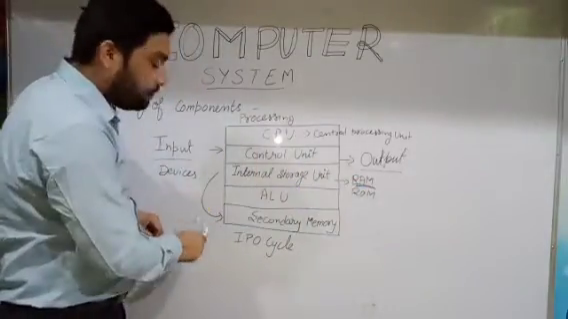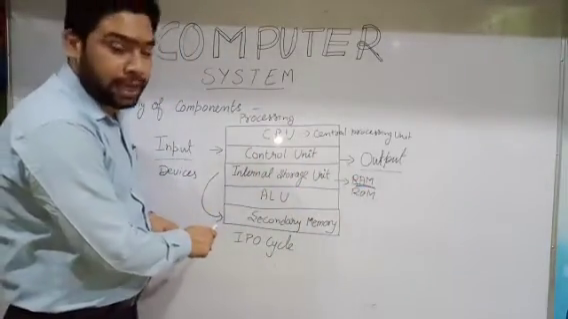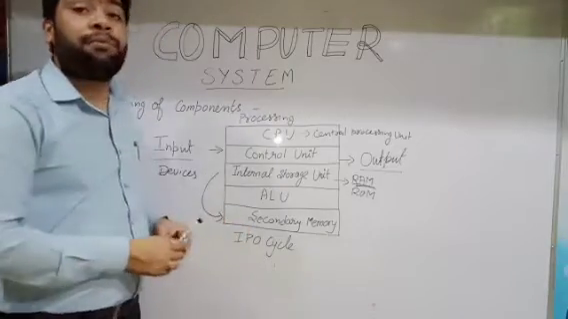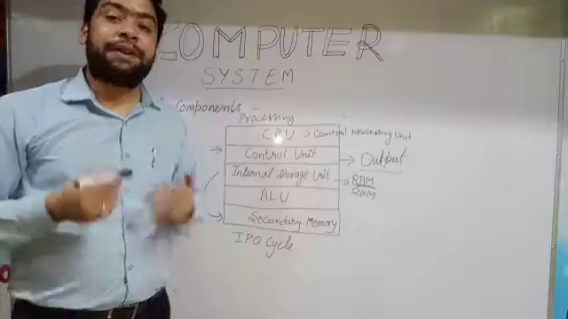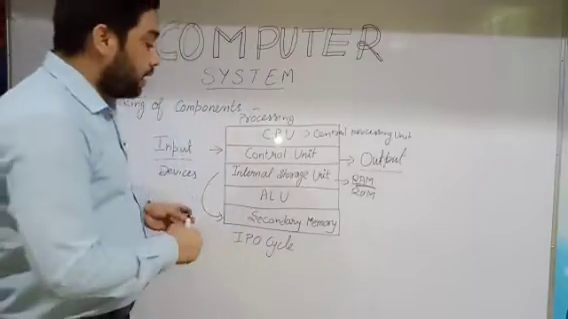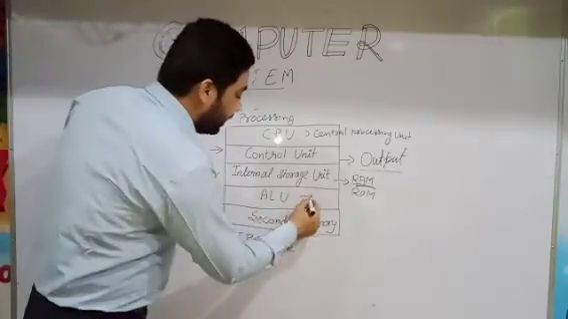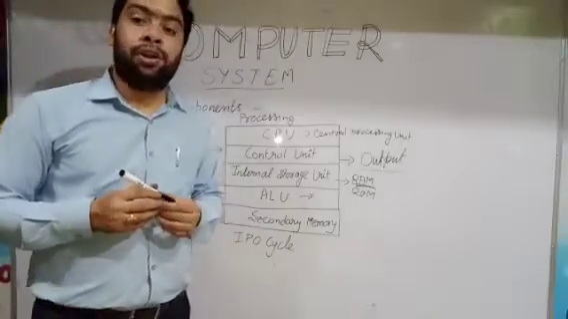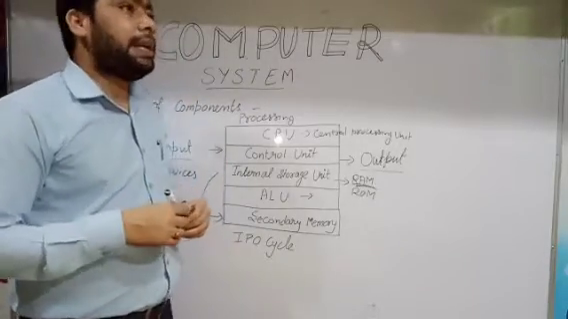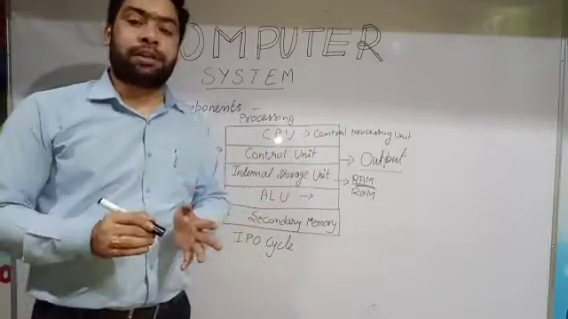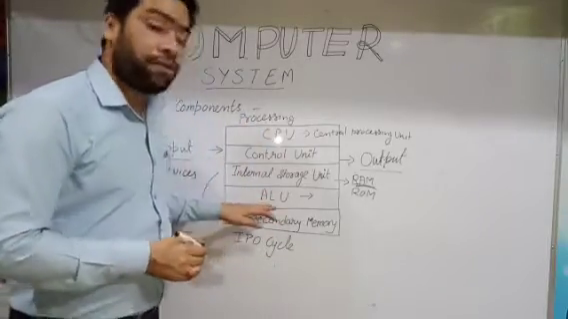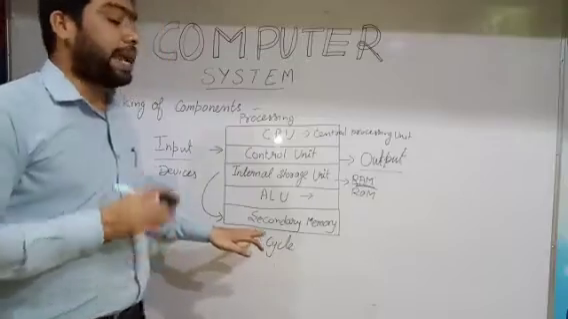But as we give the file name to that file or to that data, it moves to the secondary memory like hard disk, pen drive, memory card, etc. And third one is ALU, arithmetic logic unit. Arithmetic logic unit means all kinds of calculation and logical operation are done with the help of ALU. Last one is secondary memory.